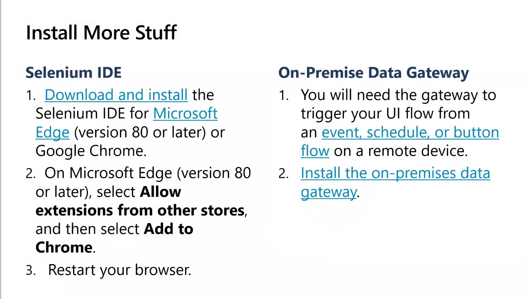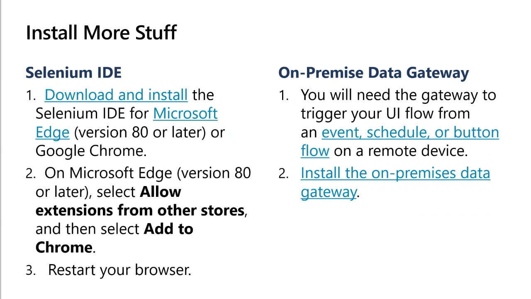So when you're installing that Selenium IDE, you'll go through that process. I've included the link here on the slide, which will be provided. So you'll download and install that for Edge or Chrome. And if you're using Edge, you'll also need to mark and click the button that allows extensions from other stores. And then once you do that, you can click Add to Chrome. Again, I do recommend that you restart your browser after you install that Selenium IDE.